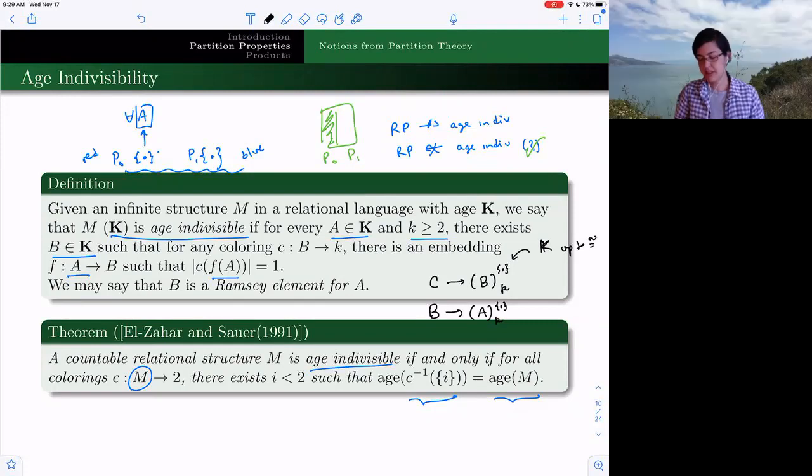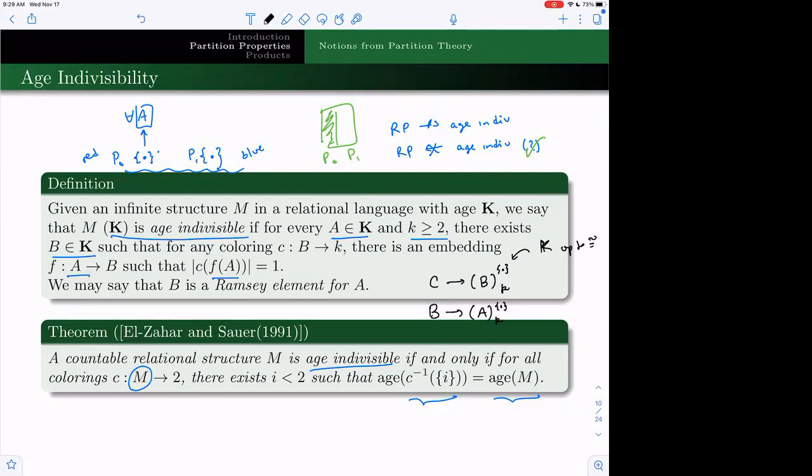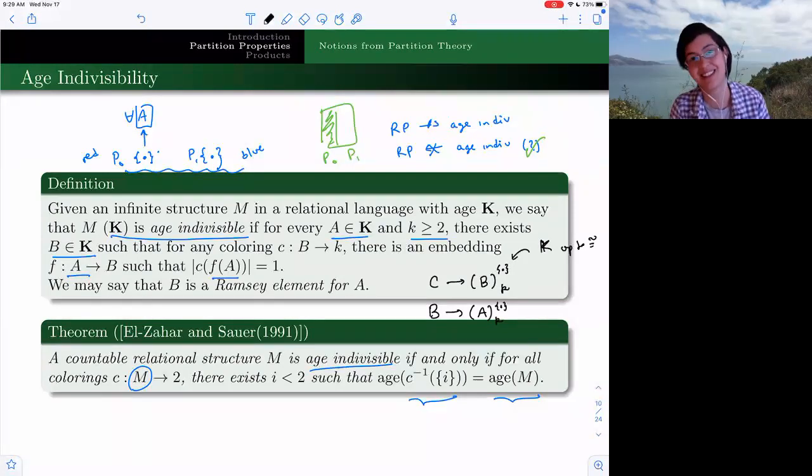That's really interesting. And is there anything we know about the automorphism group of a Fraïssé limit of an age indivisible age? Like the KPT correspondence. I was looking, but I wasn't finding. So that would be an interesting question. We already talked about the transitivity of the action. Is there something else we can say?